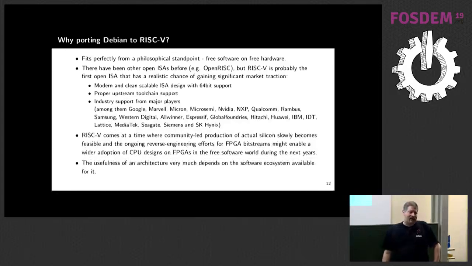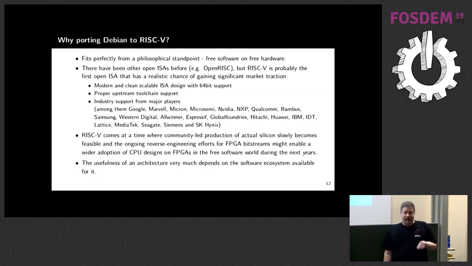The RISC V ISA is probably the first open ISA that has a realistic chance of actually gaining mass market traction. There are a lot of companies supporting RISC V right now, and things in the semiconductor industry are slowly changing. It's become slowly possible to actually have community-led chip production. It's still very much expensive, but things are changing in the industry, and within a few years it might be possible to actually have community-led chip designs mass-produced.